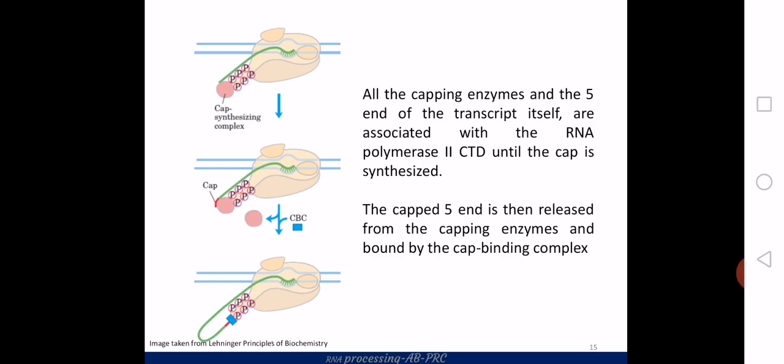So after synthesis, as already said, these proteins and complexes are usually associated with the carboxy terminal domain, and after the successful addition of the cap, this complex, that means the proteins responsible for the addition of the cap, will be released, and soon after the addition of the cap, it will be bound by another set of proteins called cap binding complexes, which are usually involved in the interaction of this 5' cap with the translation machinery. So this is the 5' capping process.